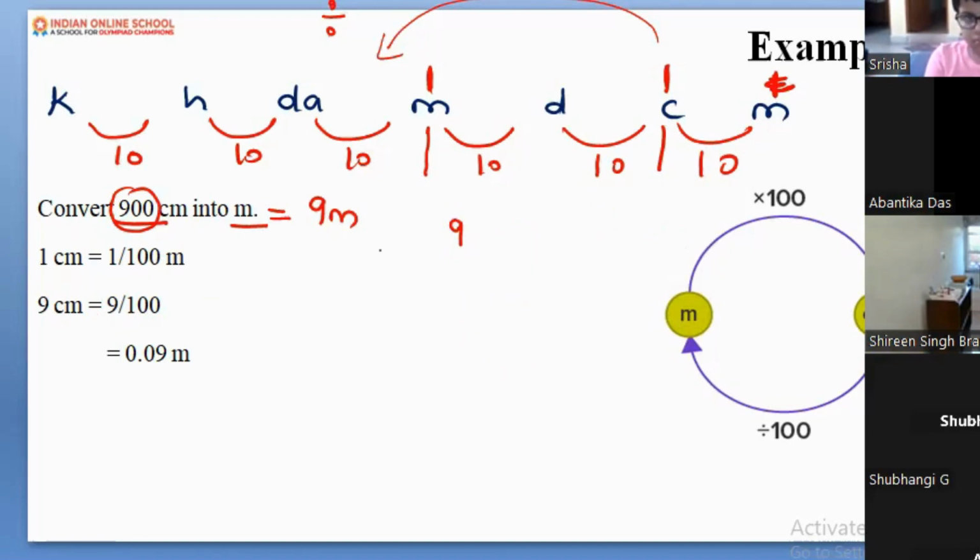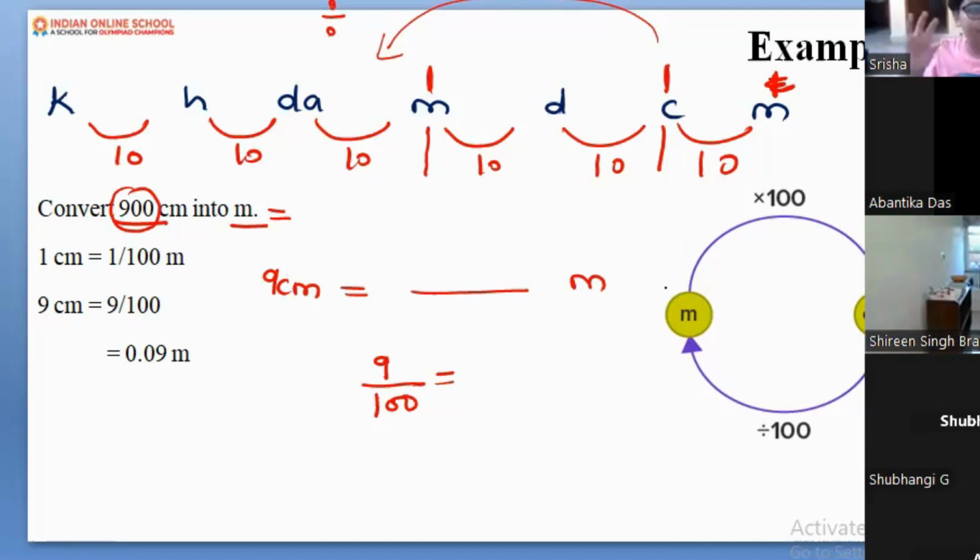Now similarly, this time I am converting 9 centimeter into meter. Not 900 centimeter. In 9 centimeters, how many meters will be there? So how am I going to do it? Because with 9, there are no zeros. How am I going to solve it? We have to have the answer in minus form. Let's see what we do. We have to divide. Yes, definitely we need to divide because we are moving from a smaller to a bigger unit.